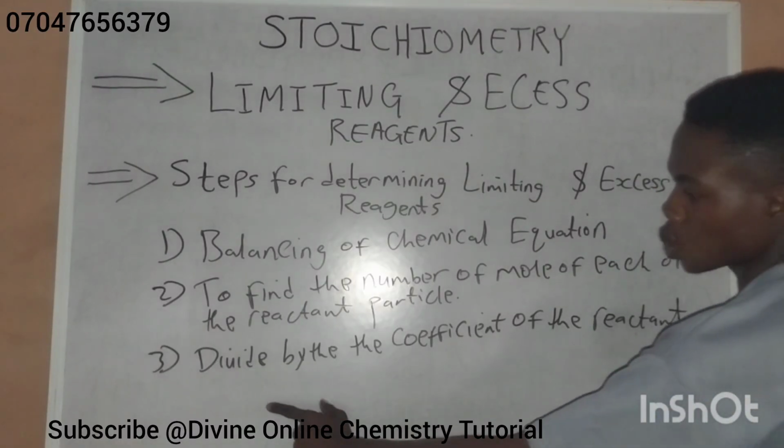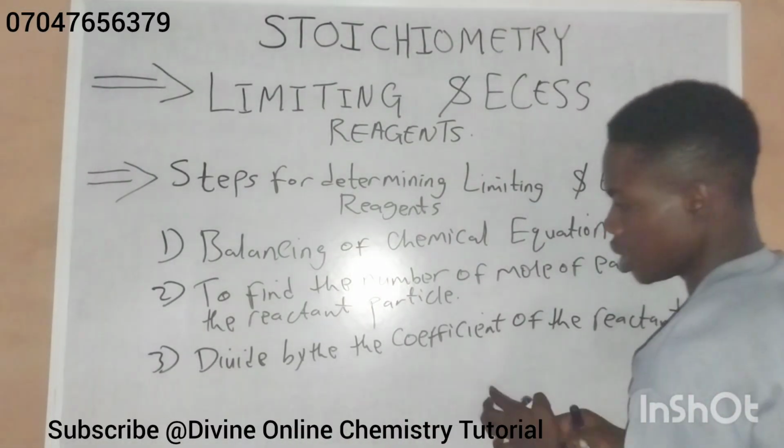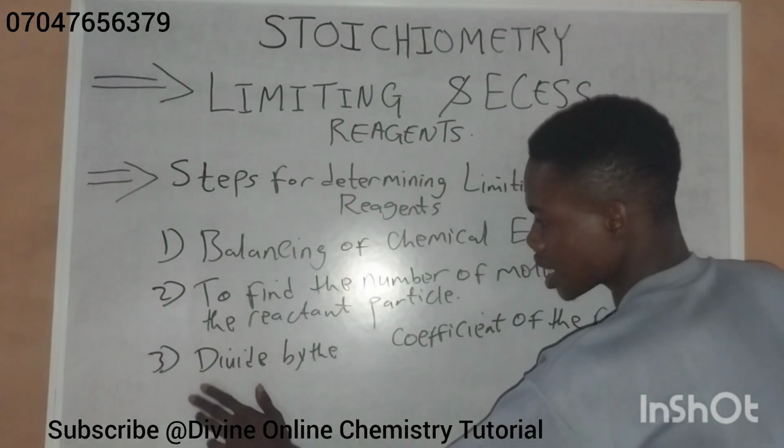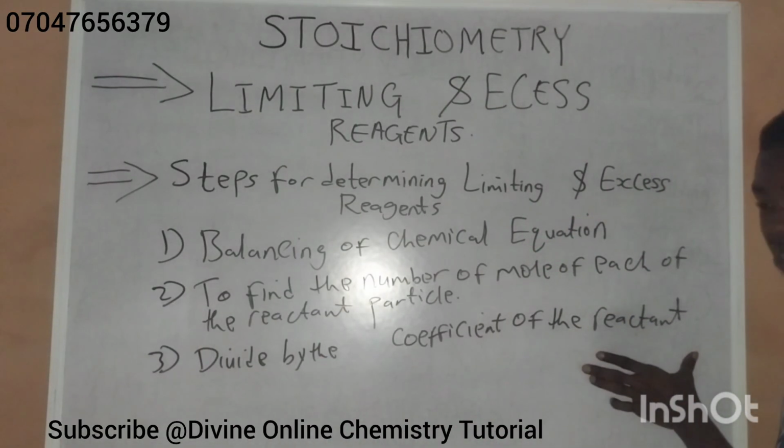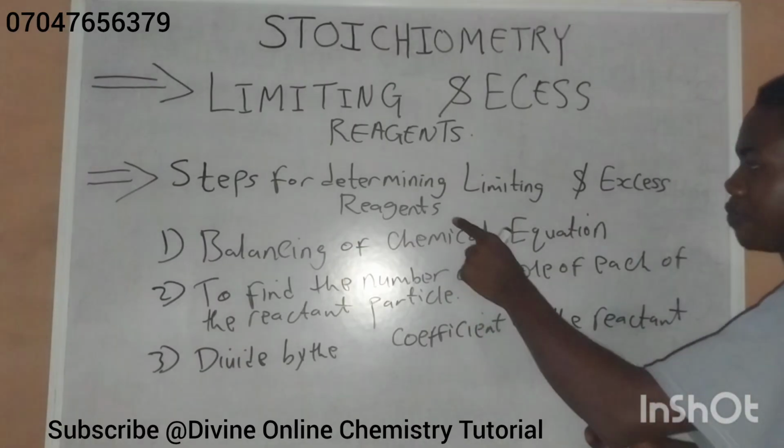So the third step, and the last step, is to divide by the coefficient of the reactant.